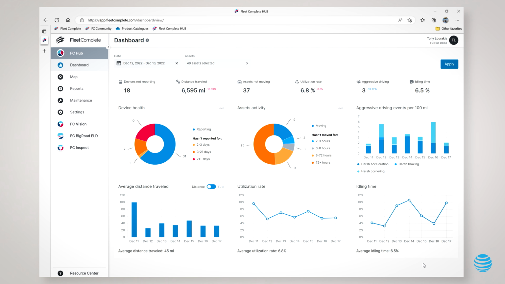For example, in the left section here, I see the health of my fleet and its devices. I can see at a glance how many devices are reporting right now, 31 in my case of the fleet that I'm managing. Devices that haven't reported in the last 2 to 3 days, 3 to 21 days, and over 21 days. This makes it really insightful for you to understand the health of your telematics devices and to ensure that everything is reporting exactly as you expect.